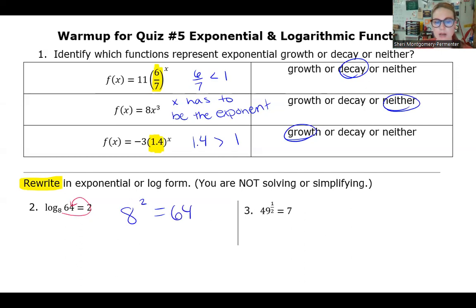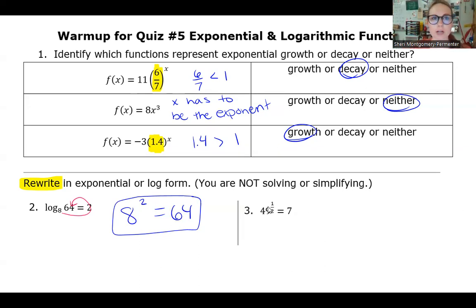We also talked about that when you rewrite something, it has to make sense. It's going to be a true math statement. And your answer choices, if it's multiple choice, is going to be some variation of 8, 64, and 2. So don't pick 2 to the 8th power is 64, because it's not. Don't pick 64 to the second power is 8, because it's not. So be mindful when you're checking your answers. It's going to be a true statement.